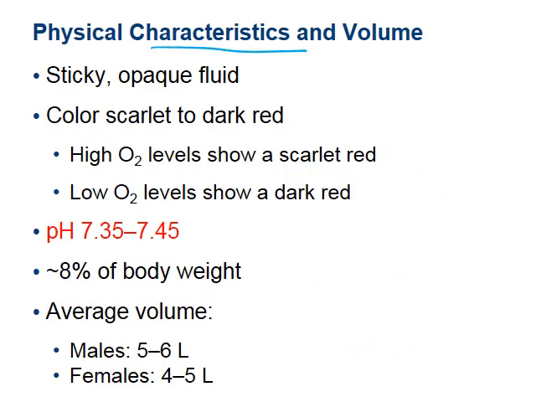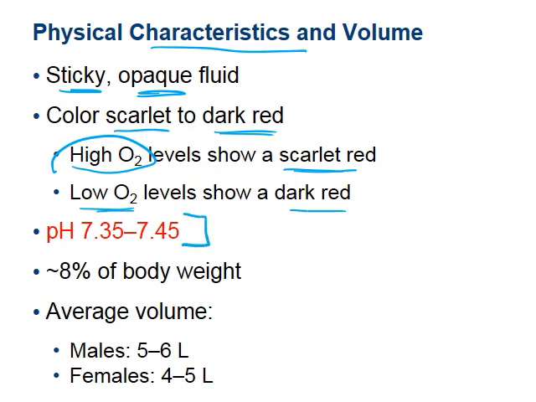So here we just talk about some of the characteristics of blood. It's sticky, it's thick, opaque, you can't really see through it. It can be anywhere from a scarlet to a dark red color. If it has high levels of O2, it's going to be a bright red. If it has low levels of O2, it's going to be a dark red. Here's that pH I mentioned earlier. This is the pH of blood. It stays within this range. If not, we're going to try to compensate for it.